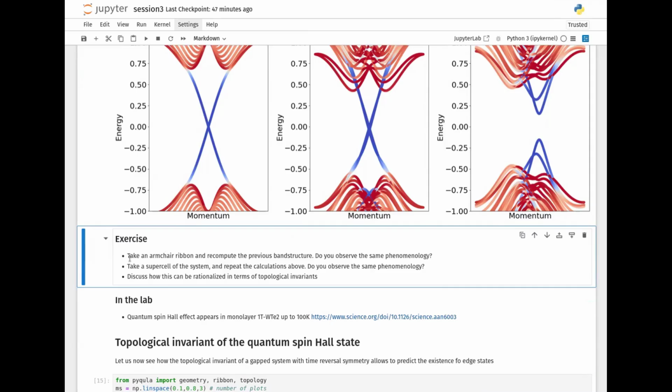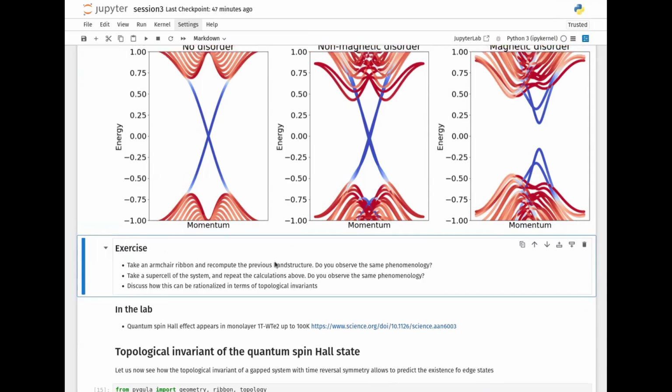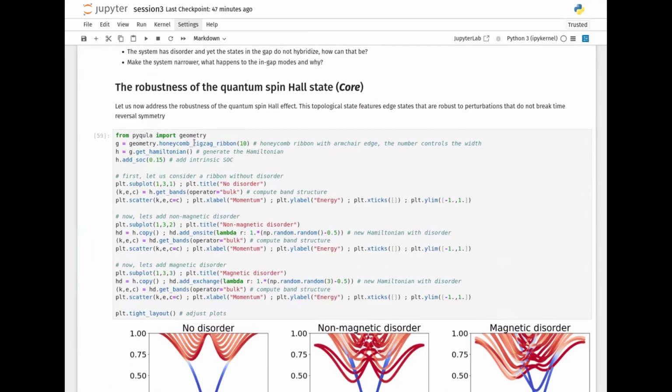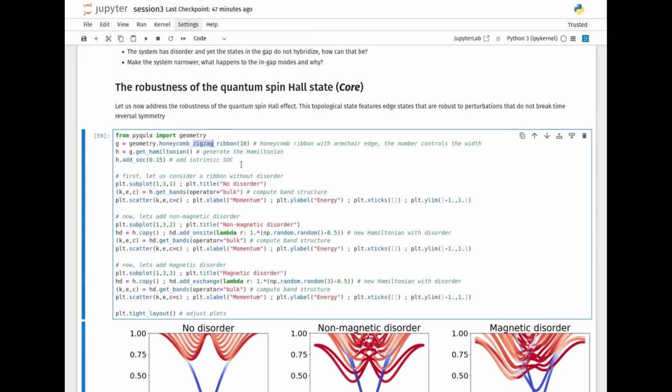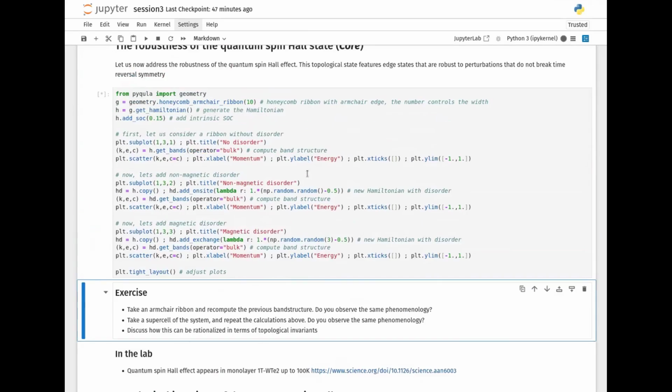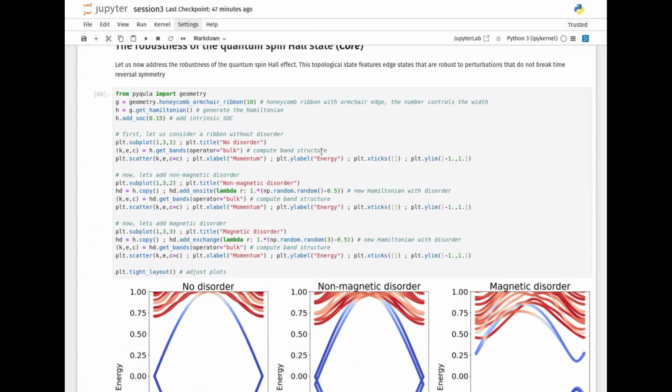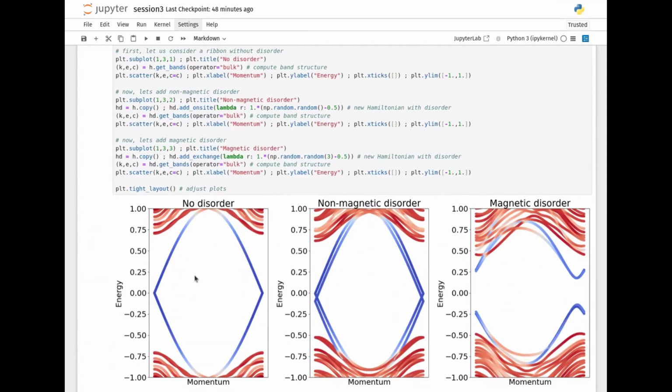Okay, and so let's go through the question. The first question is to take an armchair ribbon and recompute the previous band structure and see if we get the same phenomenology. For that, we can just replace zigzag by armchair and see how the bands look. The idea is that this phenomenology of no gap opening with non-magnetic disorder and gap opening with magnetic disorder happens regardless of which geometry you take.